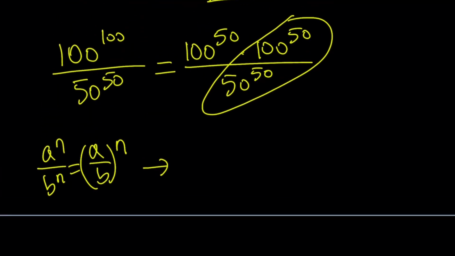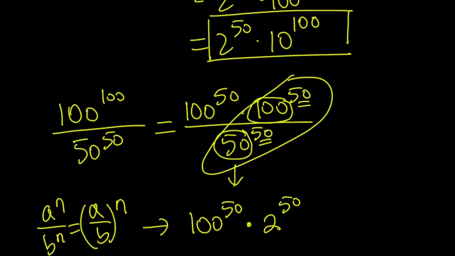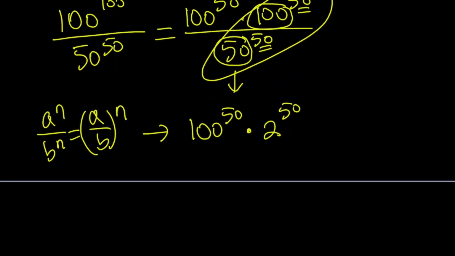Now from here, 100 to the power 50 is going to stay. By dividing these two, we're dividing the bases. 100 divided by 50 is equal to 2. And then I use the common exponent, which is 50. That's how the rule works. Great? Okay, cool. So that brings us a different result.